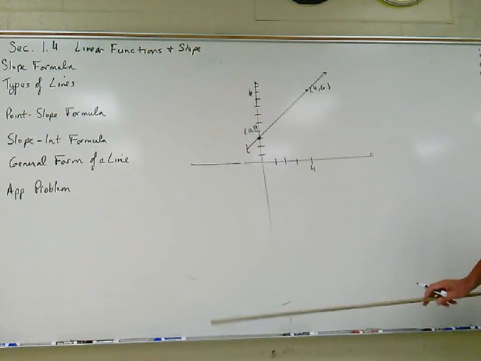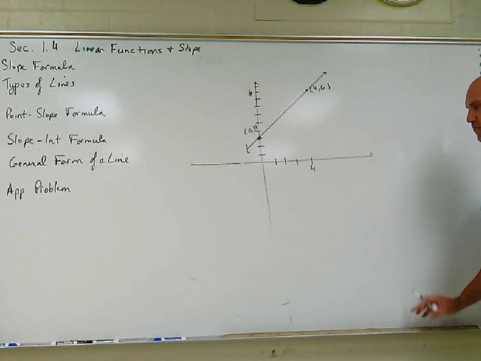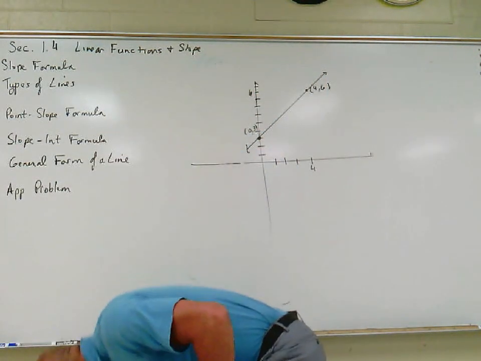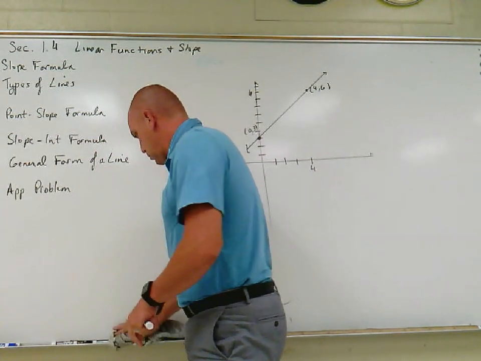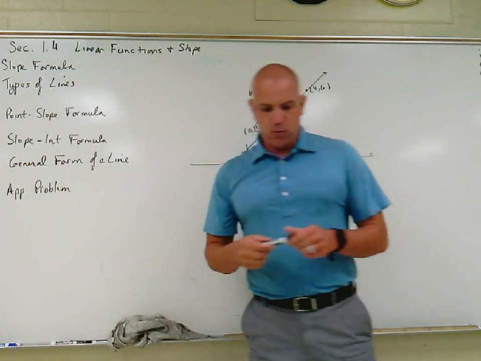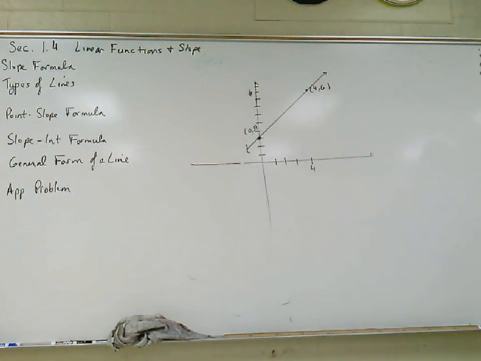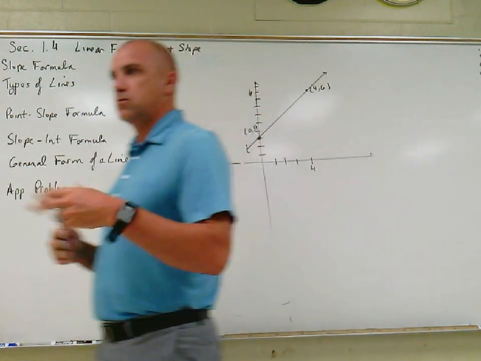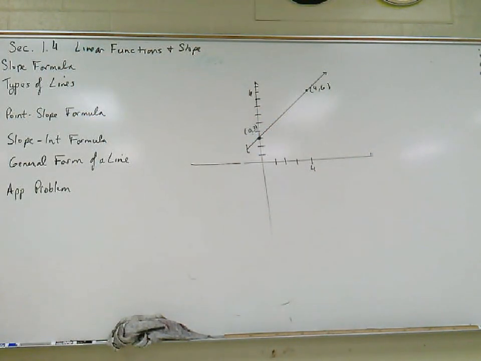Okay, so we have a line that passes through 2 points, (0, 3) and (4, 6). We've got that. So first question: how many points are needed to describe a line? 2. You gotta have 2 points, right? So if you know the 2 points, you can describe a line.